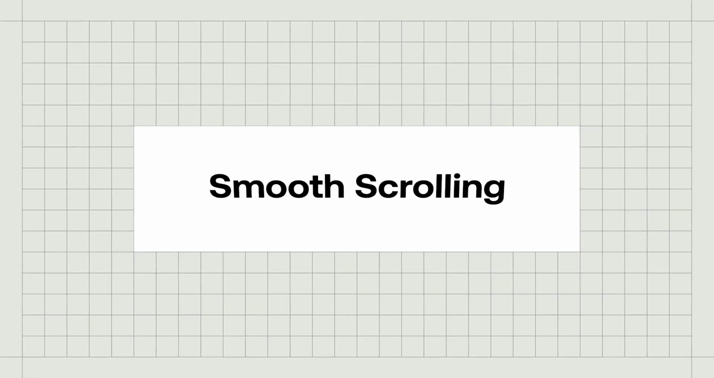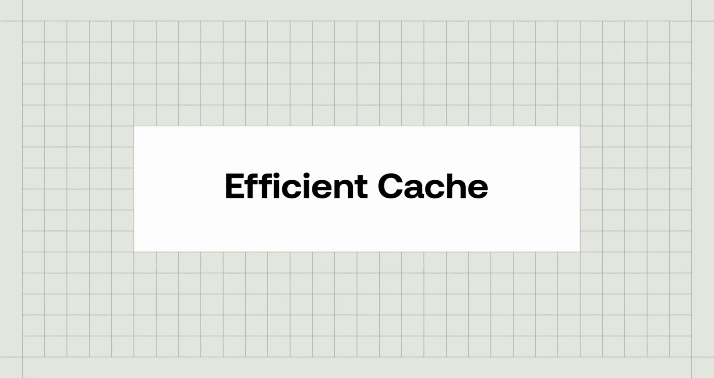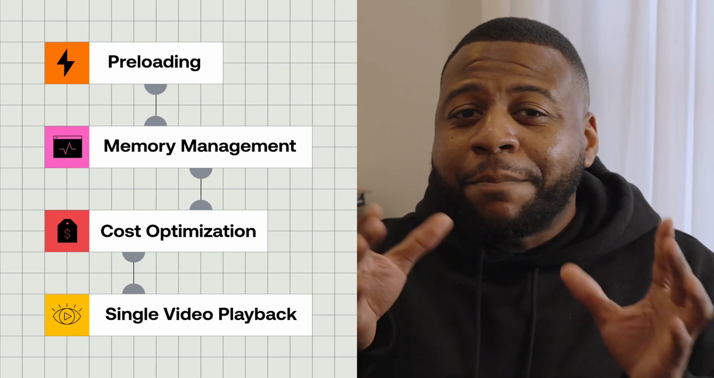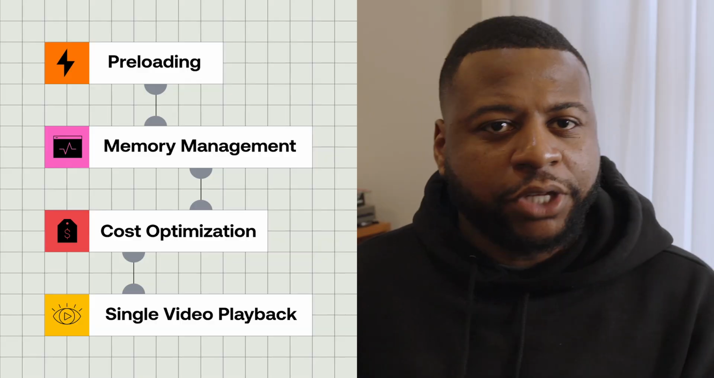If you've ever built a TikTok-style vertical video feed in React Native, you already know the goal. You want instant playback, no spinner, smooth scrolling, and scrolling back shouldn't cause you to re-download everything. But to pull that off, you're going to be juggling a few things at once. You've got preloading, memory management, cost optimization, and making sure only the visible video plays.